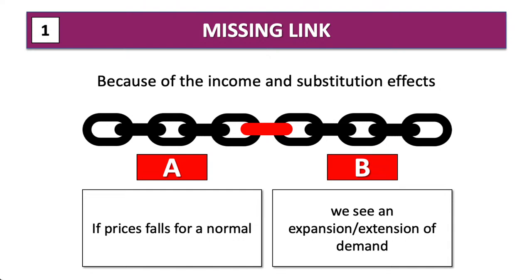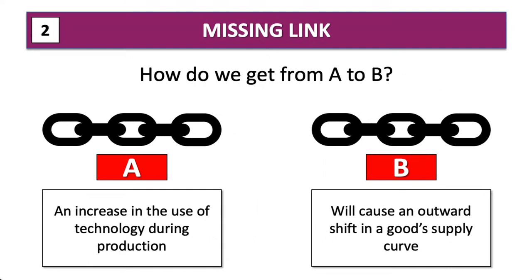Remember, go back to your AS material, and at some point you'll have been taught the reason for why a demand curve slopes down, and it's the basis of the income and substitution effect. So we can use that logic to develop our chain of analysis. Let's take a look at another one. So how do we get from A to B? An increase in the use of technology during production will cause an outward shift in a supply curve. So what can we add to that sentence to expand it? I'll give you 10 to 20 seconds. Let's see what we come up with.